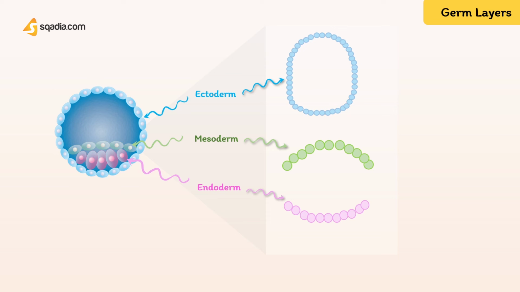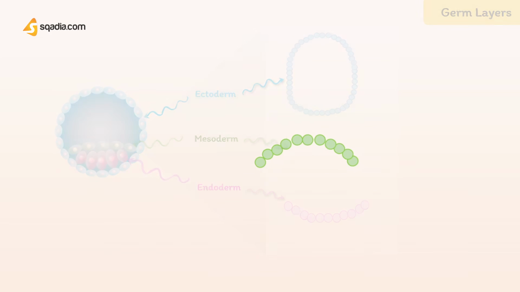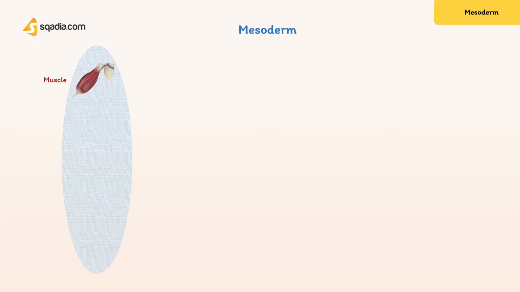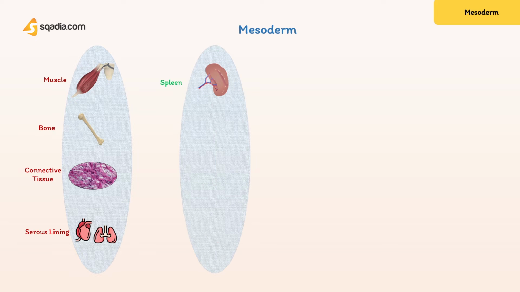So guys, now we're done with the ectoderm, and then we have the middle layer, which is the mesoderm. The derivatives of this layer are as follows. Firstly, we have muscles, then comes the bone. Next, we have the connective tissue, then the serous linings of body cavities, for instance, in the peritoneum, pericardium, and pleura. Then we have the spleen, which develops within the foregut mesentery.